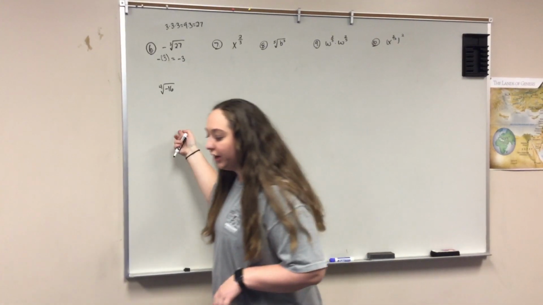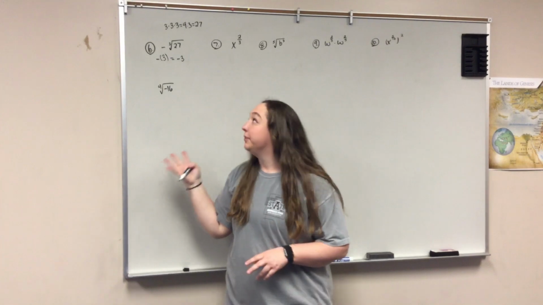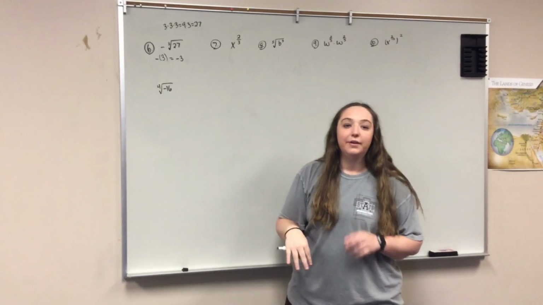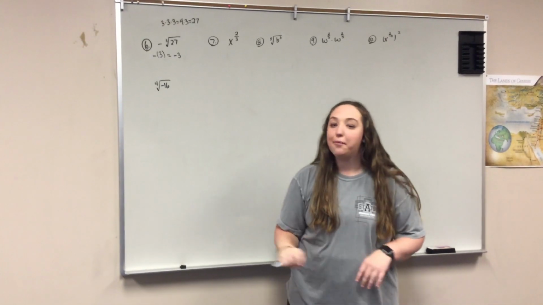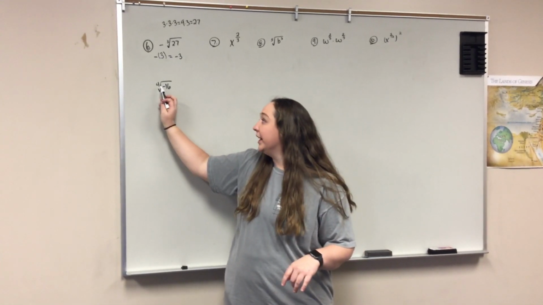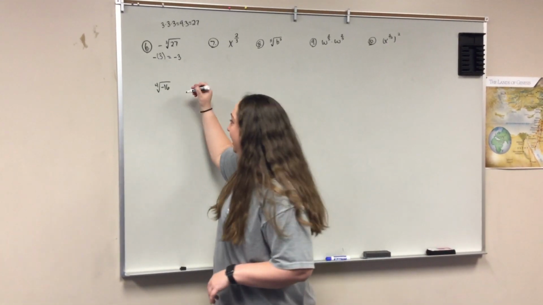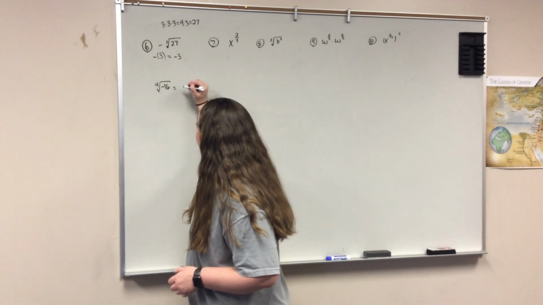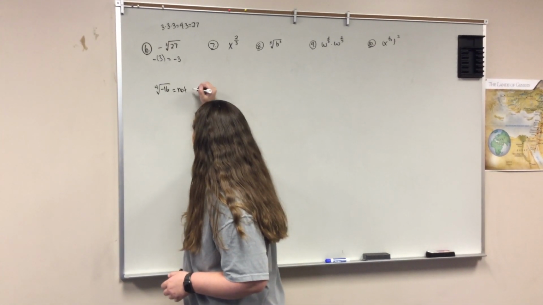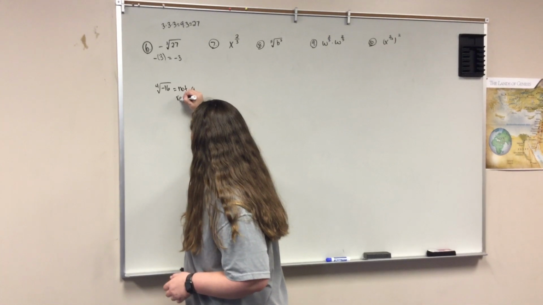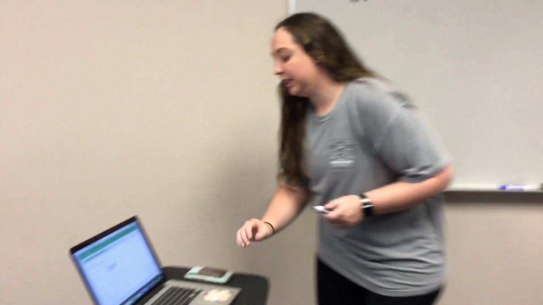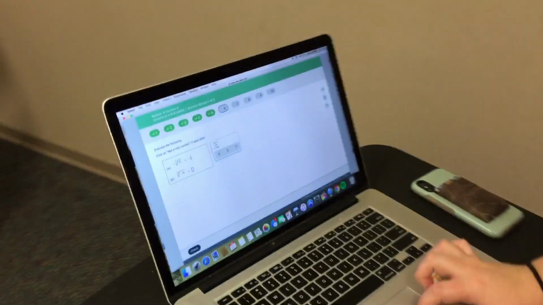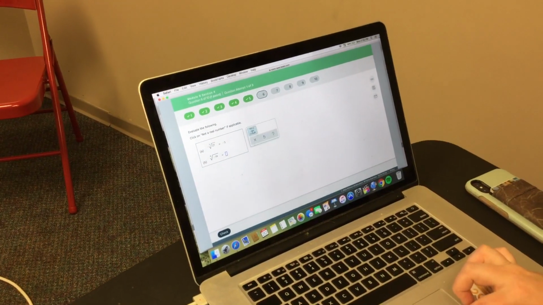Down here, number 6, part 2, we have the 4th root of negative 16. And we just talked about how it's not possible to have an even root with a negative number in there. So this one is going to be not a real number. So for this one, I'm going to put negative 3. And this one, I'm putting not a real number.